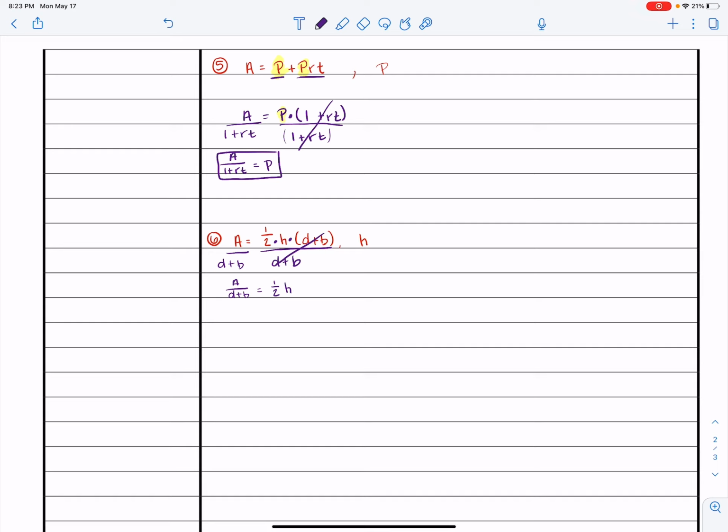And remember, 1/2 H, just like we talked about earlier, is really the same as H over 2. So to get rid of that, we're going to multiply by 2 whole. 1/2 times 2 is just one single H left over. Multiply by 2 on this side, so it's really 2 over 1. So I have 2A over D plus B is what H is equal to. And that's it.